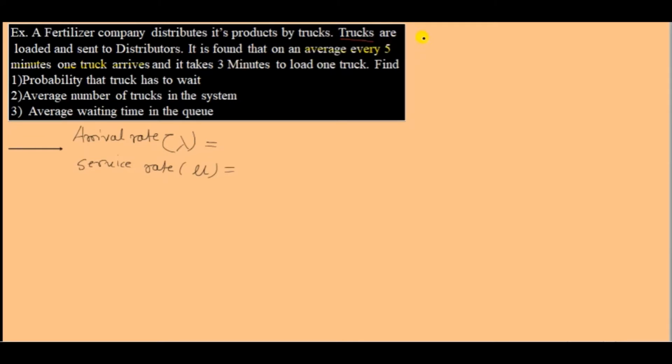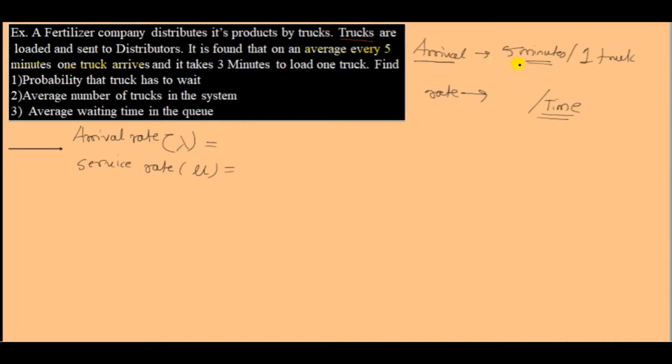Now the first parameter that we have to calculate is lambda, or the arrival rate. The given is 5 minutes for one truck. That means after every 5 minutes one truck is arriving. So it is not the arrival rate; it is the frequency of the trucks. For the arrival of one truck, it takes 5 minutes. For an arrival rate, time is always going to be in the denominator, but currently it is in the numerator. So this is not the arrival rate.